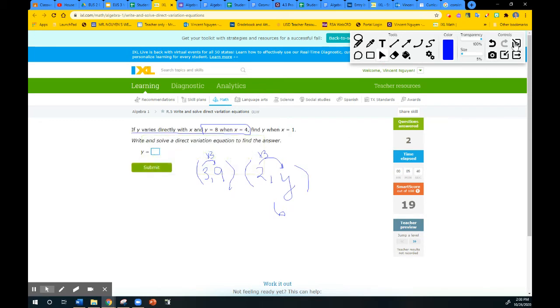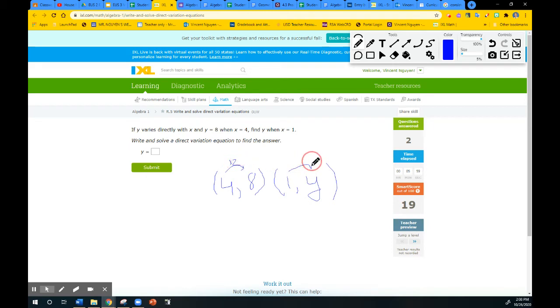There you go. Okay, so remember the fast way: put it in ordered pair. 4 comma 8. Remember, x goes first, and then over here I have 1 comma y. Well, 4 times 2 is 8. So 1 times 2 is 2. So my y value is 2. Okay, you got it? That's the fast way to do it, okay?